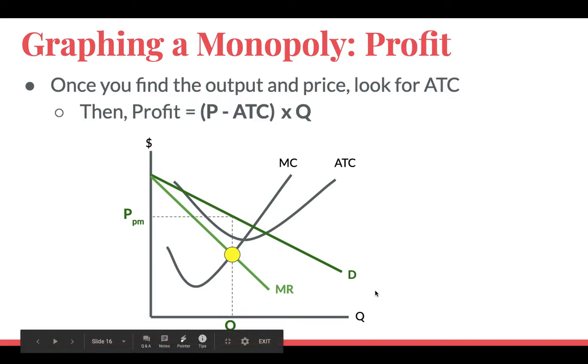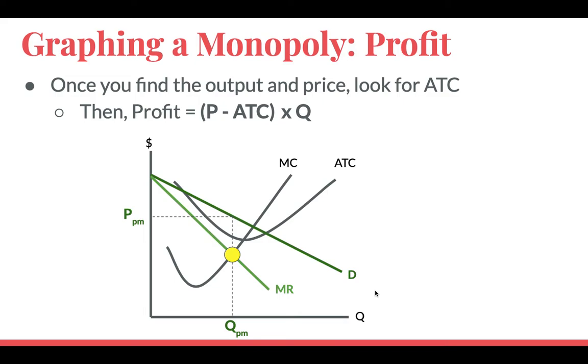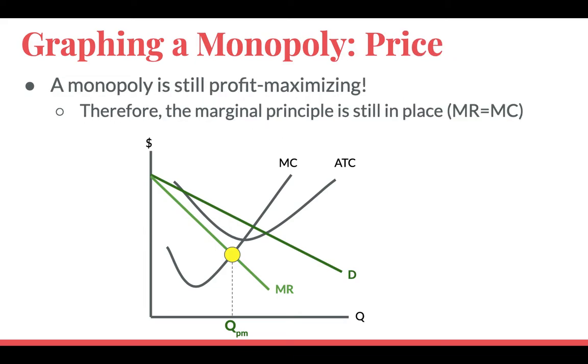The last thing we need to do is calculate profit. And for profit, we know that our formula is this: price minus ATC times quantity. Well, again, here's three variables, right? We have price, we have quantity. We're in another situation where we just need to find one more variable to make this all work. So we're putting the pieces together. First we found output, then we found our price. Now we just need to find our average cost.